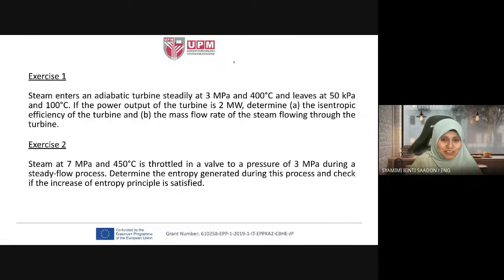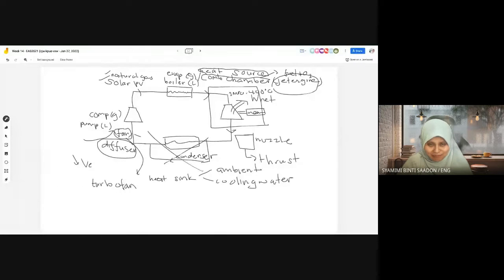Okay, continue to answer. I just want to refresh your memory about the gas turbine cycle, so you can answer. Try to answer. Steam enters an adiabatic turbine steadily at 3 megapascal and 400 degrees Celsius. So that means 3 megapascal, 400 degrees Celsius, entering the turbine.